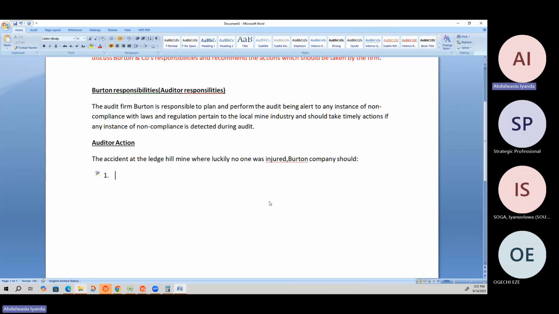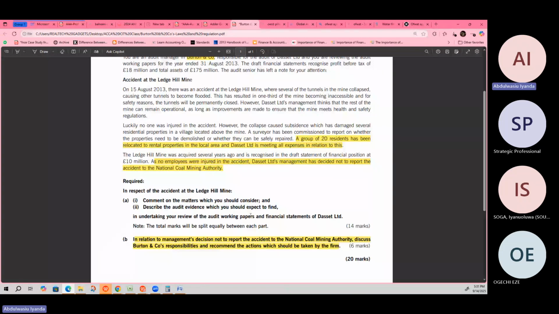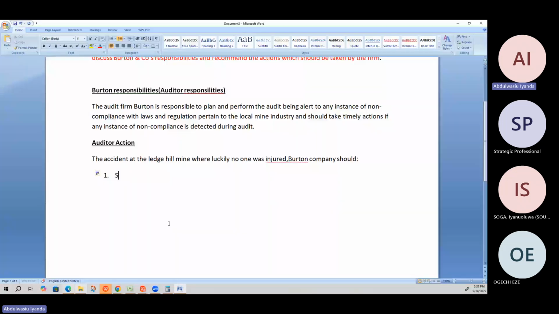Let me start from the last paragraph. Then we can be thinking of the words. They don't want to report. So we can seek what now? You can say seek legal advice.